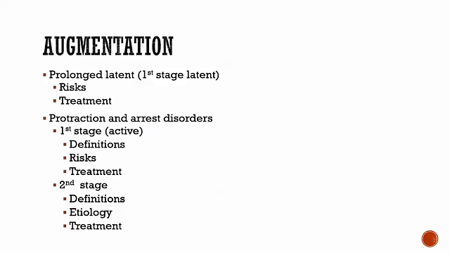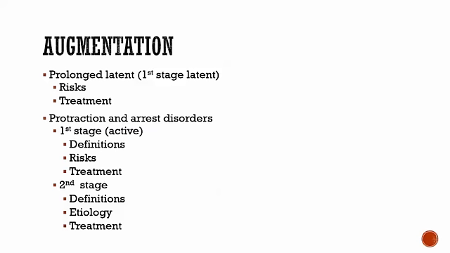So in general, if the latent phase isn't being well tolerated and it's taking a very long time, greater than 20 hours roughly in nulliparous, or 14 hours in multiparous, you can give morphine therapeutic rest and then follow that up with oxytocin. All right, so now we're moving on to the protraction and arrest disorders.